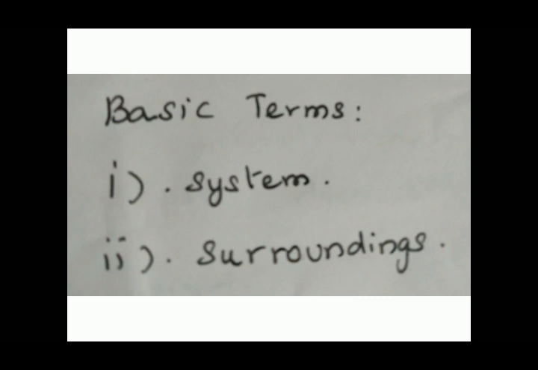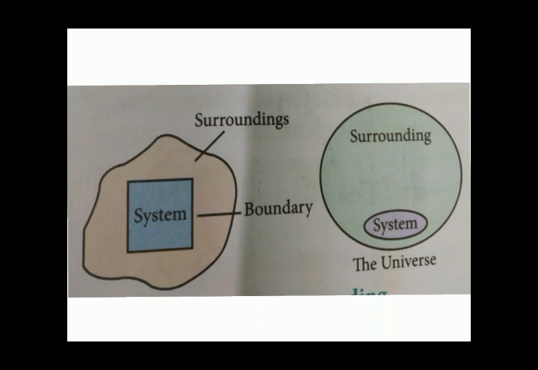Next, we are going to see some basic terms of thermodynamics. First one is system, second one is surroundings. This figure shows the system and surroundings. Let us consider the universe. The universe is divided into two parts, one system and its surroundings. The system is the part of the universe which is under thermodynamic consideration. It is separated from the rest of the universe by real or imaginary boundaries.